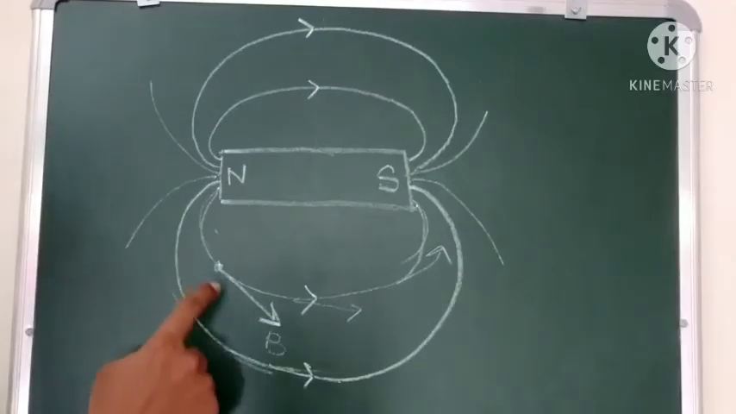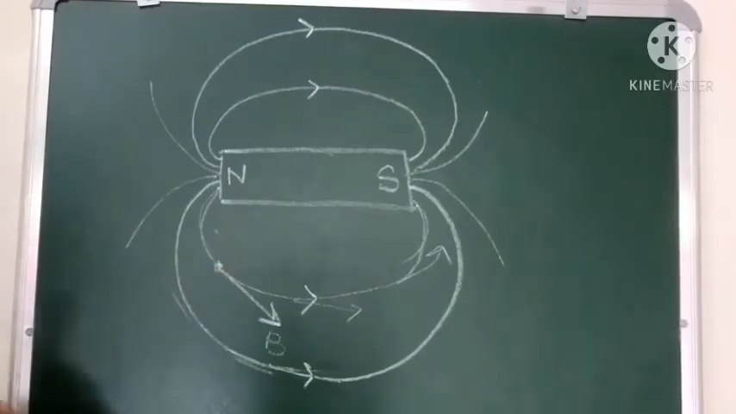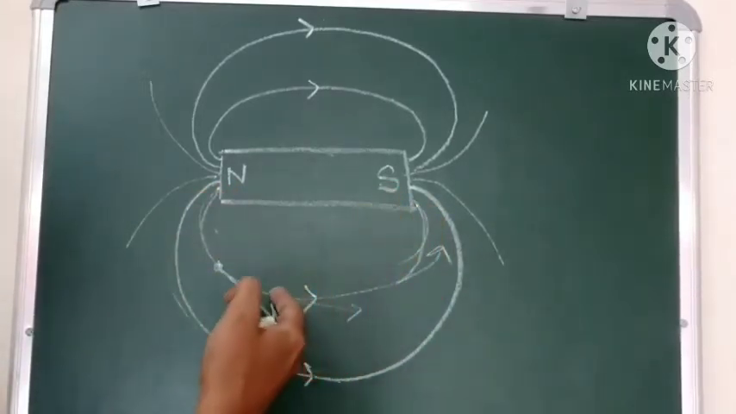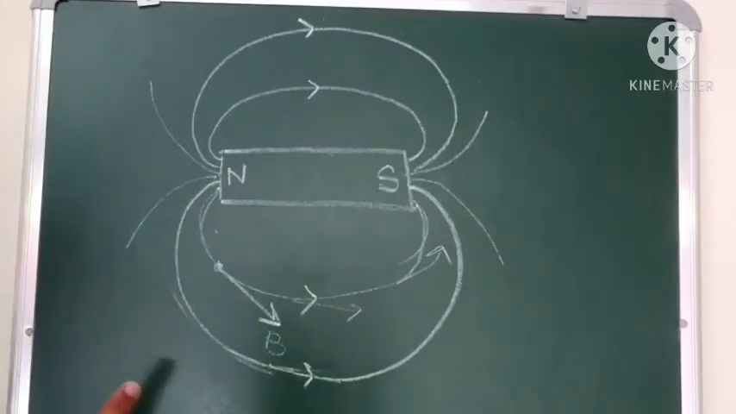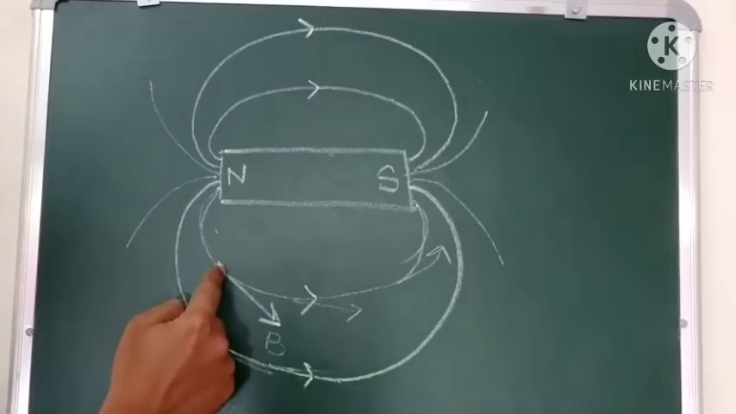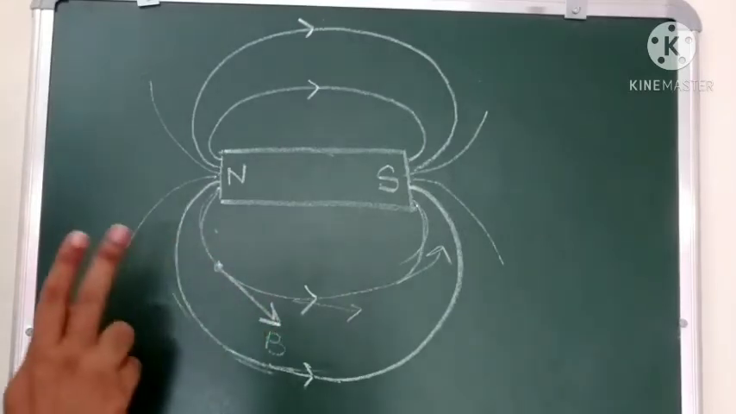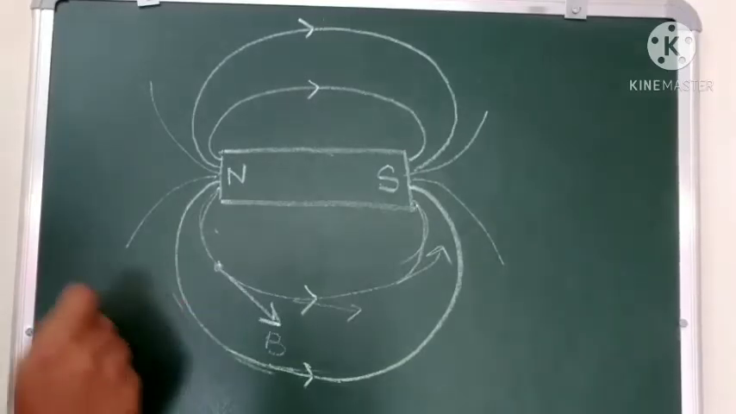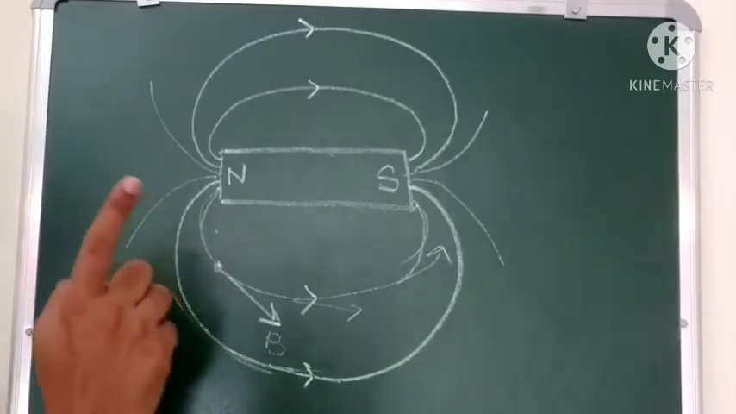Next property: the magnetic field lines will never intersect each other. Very important to understand. Every field line goes on its own path. Two field lines will never intersect. Why? If they intersected, then the magnetic field would have two directions at that point, which is an impossibility. Therefore, we know that magnetic field lines never intersect each other.